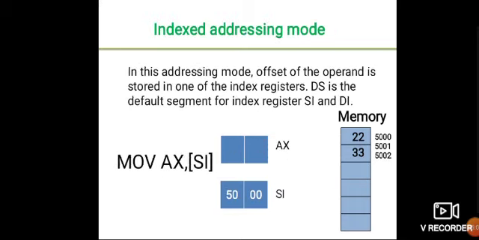Coming to the next addressing mode, it is indexed addressing mode. It is very similar to the previous addressing mode, except that the index register can be used here, that is SI or DI. So it is a very similar thing. The 5000 content, which is 22, will move to the AL, and 33 will move to the AH.